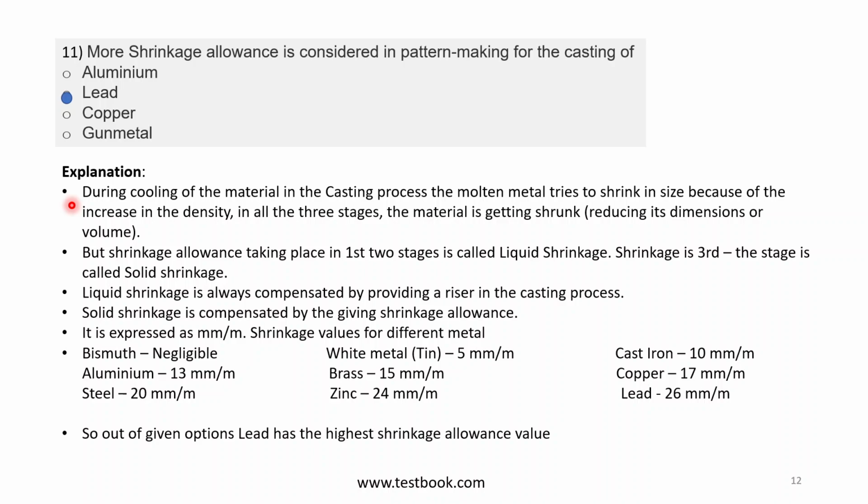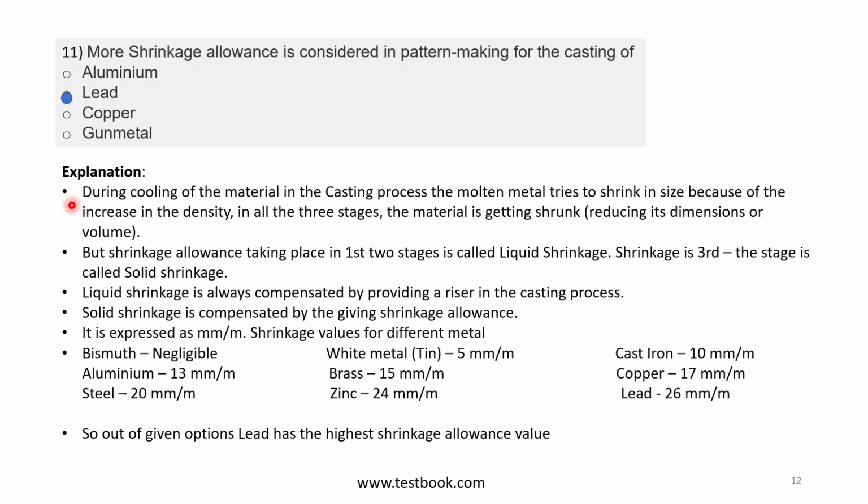In all three stages the material gets shrunk, reducing its dimension and volume. The shrinkage in the first two stages is liquid shrinkage, which is compensated by the riser, and shrinkage in the third stage is called solid shrinkage, which is compensated by shrinkage allowance. So liquid shrinkage is compensated by a riser in the casting process, and solid shrinkage is compensated by giving shrinkage allowance. Shrinkage allowance is expressed in mm per meter.